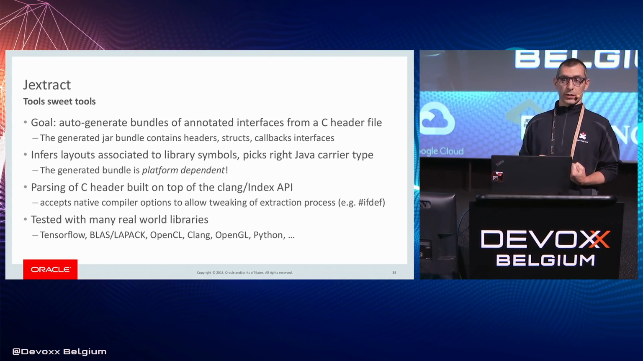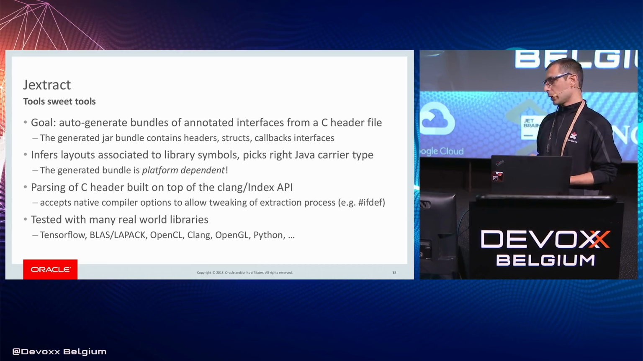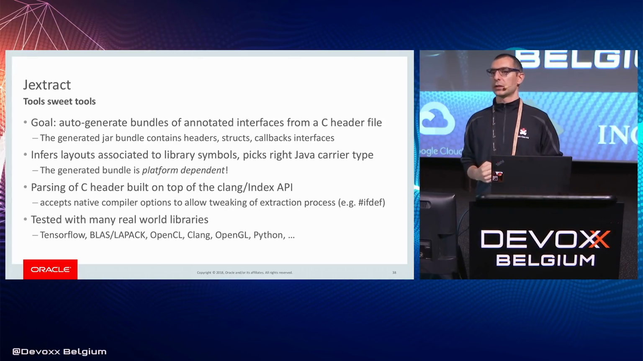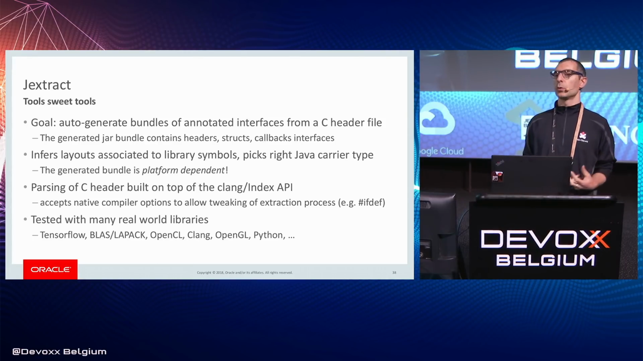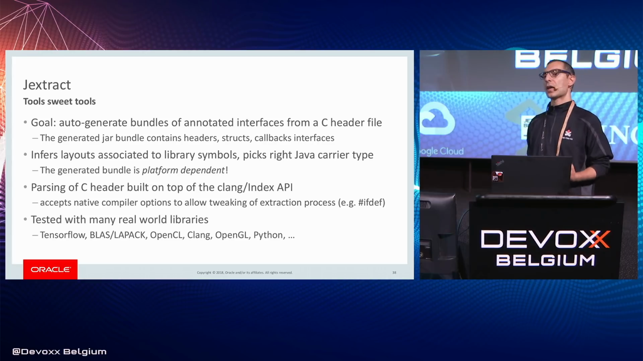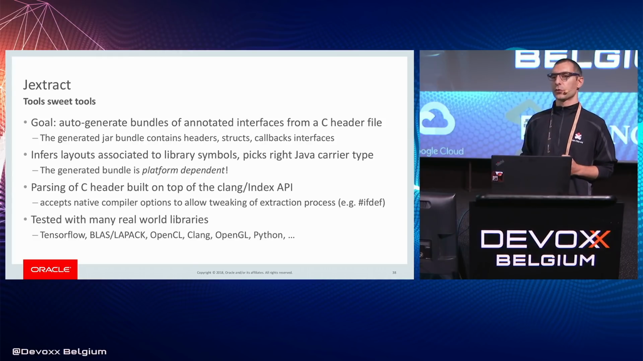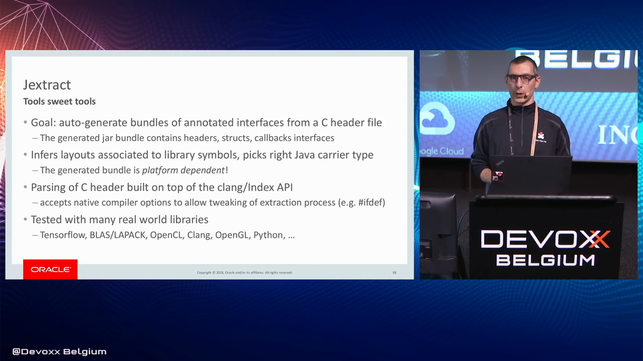While jextract is still a prototype, of course, we are at a very early stage, we have some success at extracting real-world libraries. So we have been able to extract libraries such as TensorFlow, BLAS, LAPACK for matrix computation, OpenGL, and I'll show you a demo about that, and Python. So while this is still kind of a toy, well, it's a pretty serious toy. You can do some serious stuff with it.